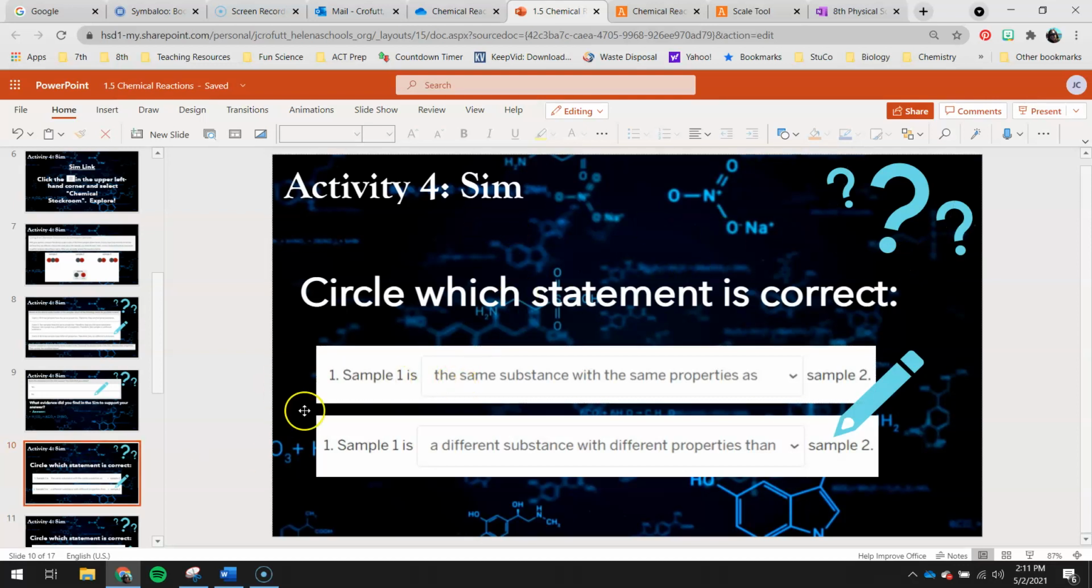Circle which statement is correct. Sample 1 is the same substance with the same properties as sample 2. Sample 1 is a different substance with different properties than sample 2. Okay, so that's the first one for you guys.